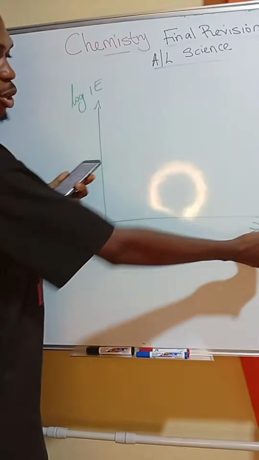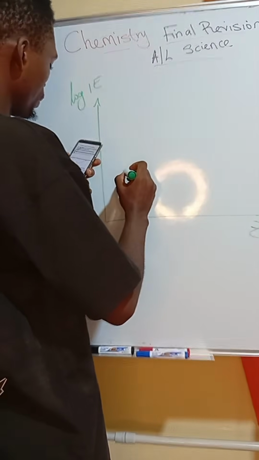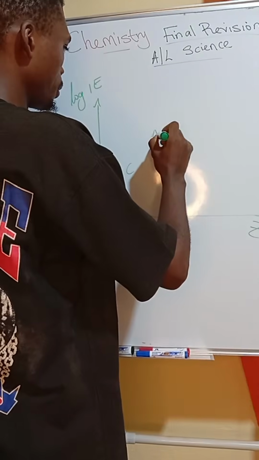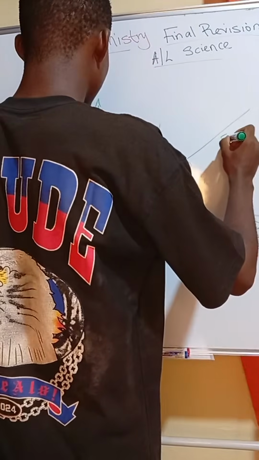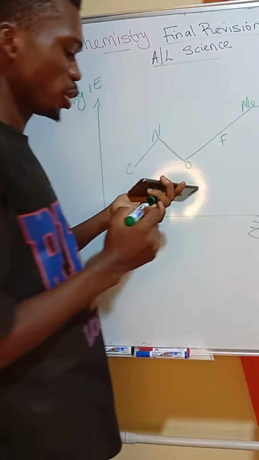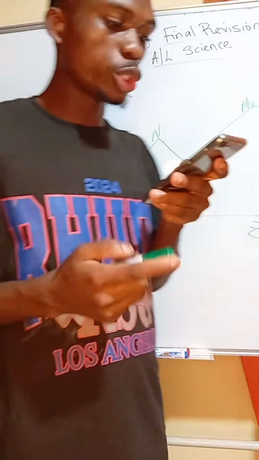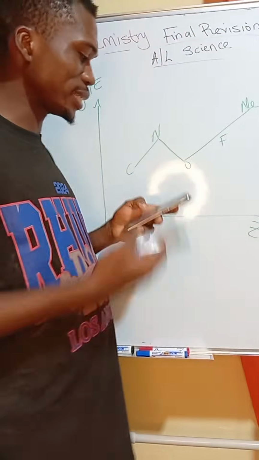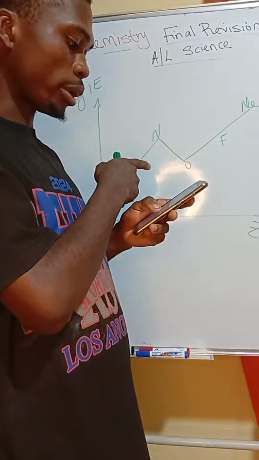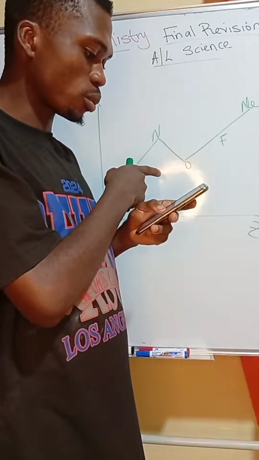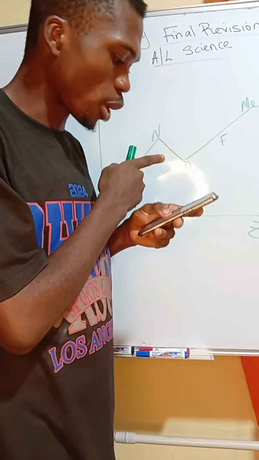When I put Z, it's because I don't want to write atomic number. Atomic number is Z. So now we have carbon, it goes like that, comes down to O, moves across F to neon. Okay, so this is what we have. This is the graph they're talking about. The graph below represents a graph of log IE against atomic number for some elements.